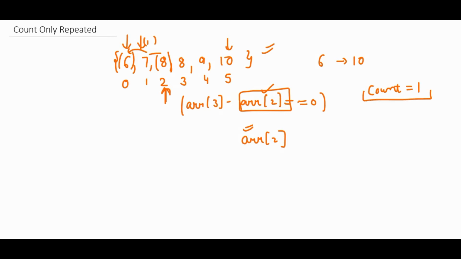And we will keep increasing it until we find another element whose difference is 1 with this element. As we can see, array of 3 minus array of 2 is 0, so I'll increase my count. It will become 2. Now I'll move my pointer to the third index and see if array of 4 minus array of 3 is 1 or 0. It is 1, so we have to stop there, and we have found our count as well, that is 2. So our answer will be 8 and 2.